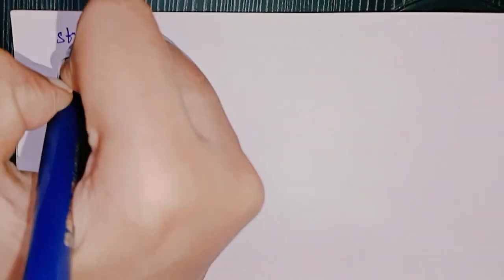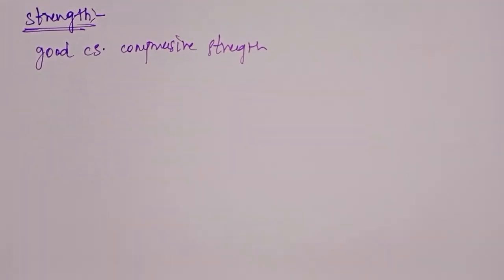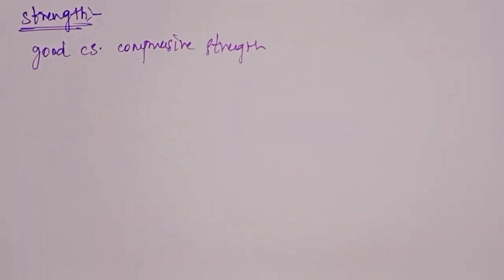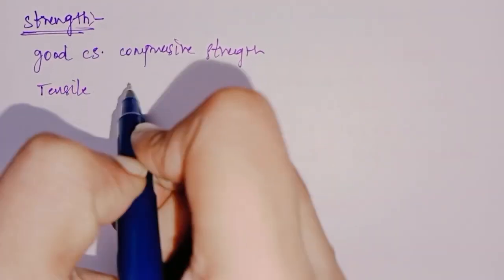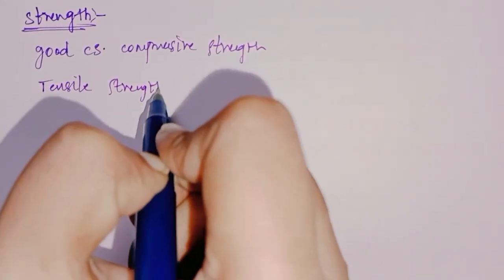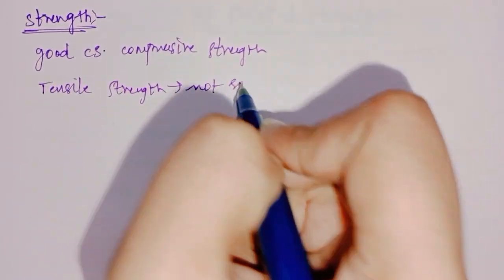Let us learn about strength. Amalgam restorations have a good compressive strength. Amalgam cannot withstand high tensile or bending stresses, whereas tensile strength is not so good.